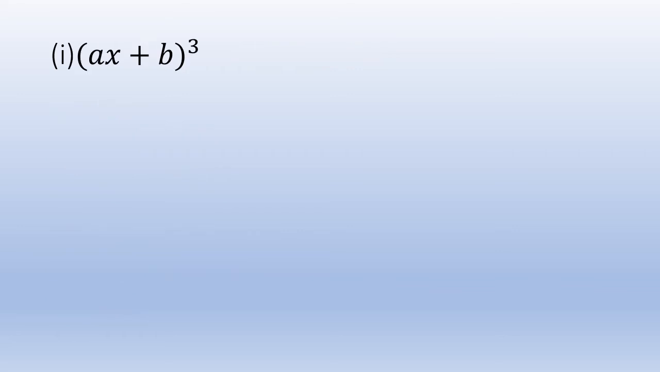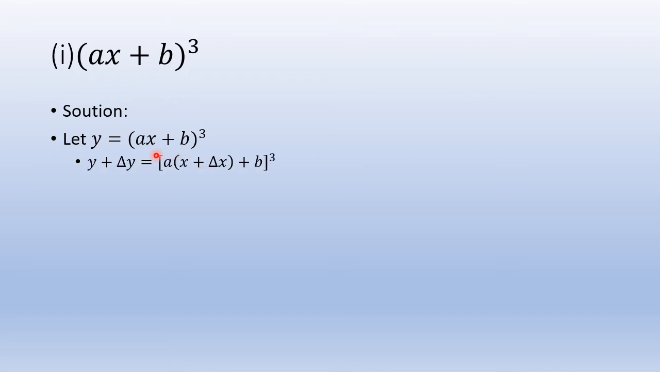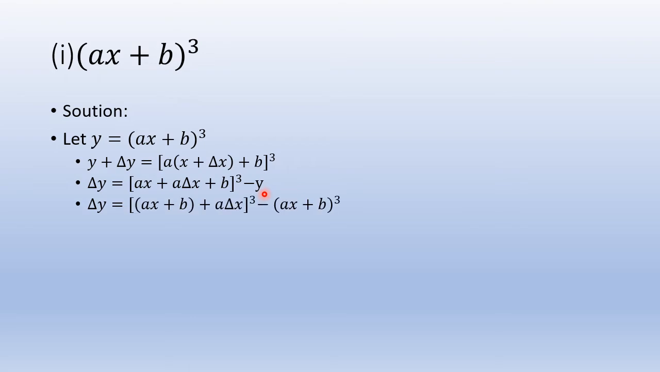Ax plus b whole cube. Let's start the solution. Let y equals to ax plus b whole cube. You see, replace x by x plus del x, y by y plus del y. Bring y towards this side. Put the value of y equals to ax plus b cube. And what we have done here, open up this bracket, rearrange it so that you have ax plus b together and a del x is separate.